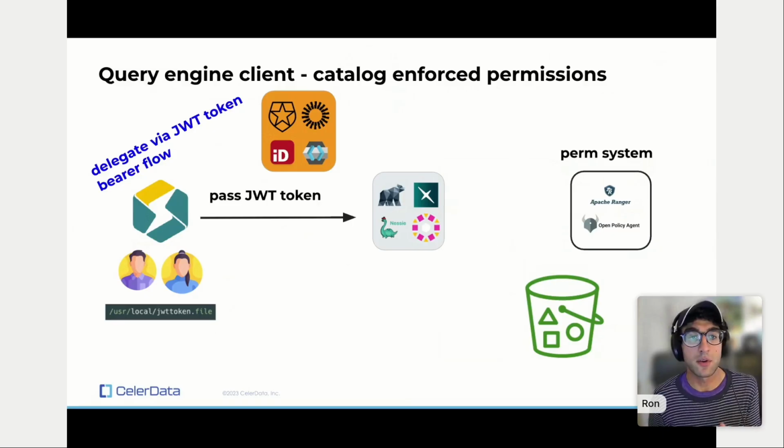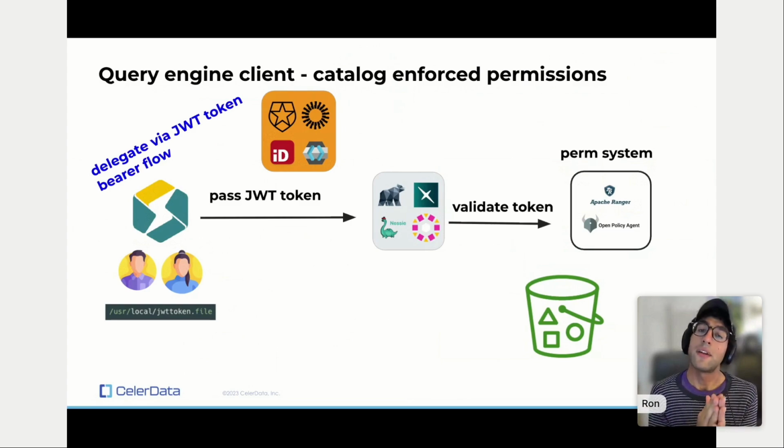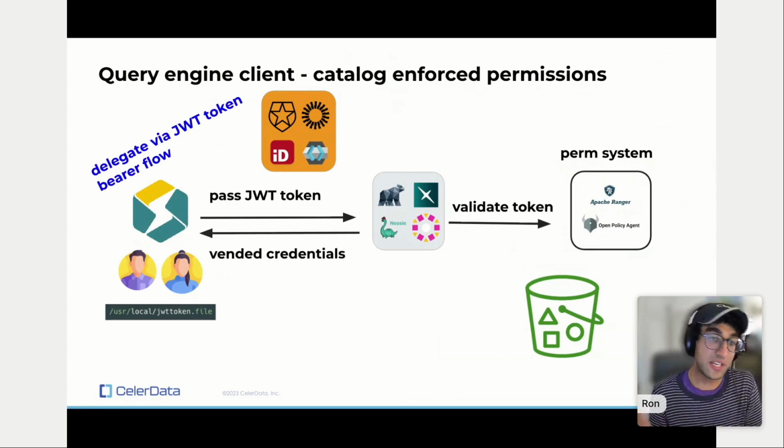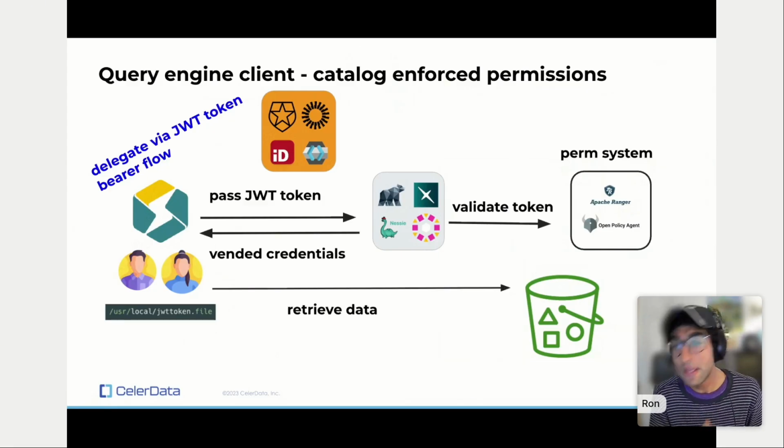You pass that JWT token over to your REST catalog, and once your REST catalog receives the JWT token, you can validate that token directly with your permission system, and then receive temporary vended credentials, just as you should, not long-lasting vended credentials. And then once you get those temporary vended credentials, you can immediately retrieve data from your bucket.